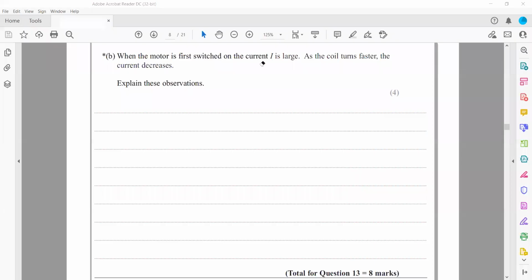So for the next part, when the motor is first switched on, the current is large. But as the coil turns faster, the current decreases. Explain these observations. What is the reason why the current is large and then why the current decreases with the passage of time? So initially the circuit has a low resistance. That's why the maximum current will pass through the circuit.